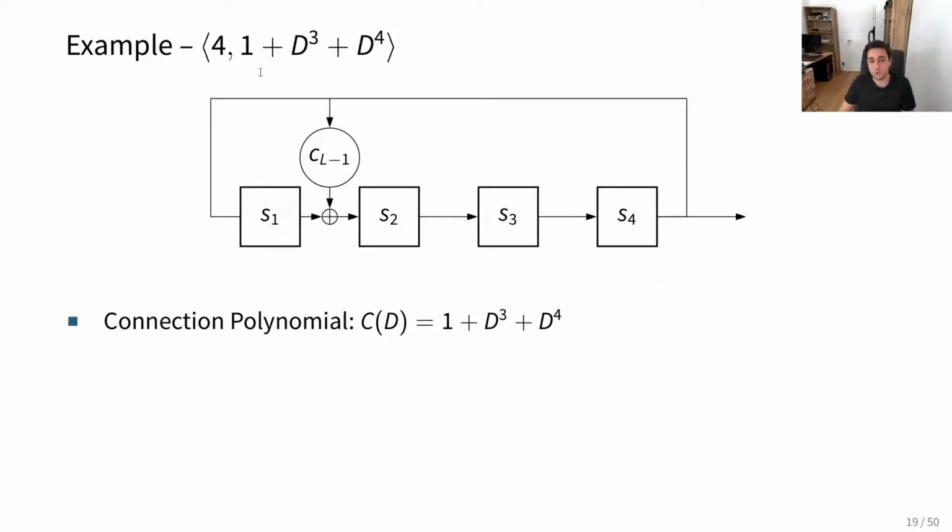And as said before, we always have this constant 1 here, and we always have this constant 1 also for d to the power of 4. This is due to the period also. Okay, so we have this connection polynomial, and yeah, this was actually the example. So just a translation here.